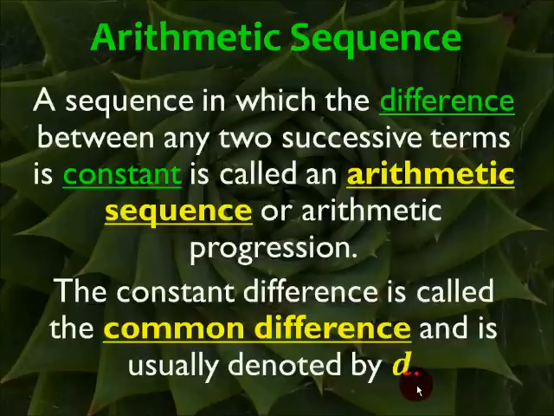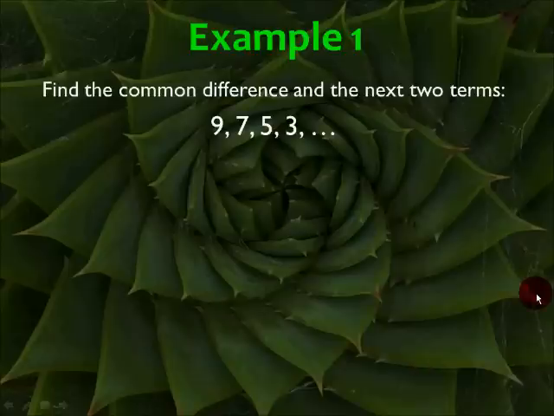Let's take a look at example 1. Find the common difference in the next two terms. So our sequence is 9, 7, 5, 3, and so on. When you see these three dots here called ellipses, that means the sequence keeps on going. Sometimes you will not see these ellipses, which means the sequence is finite and it stops.